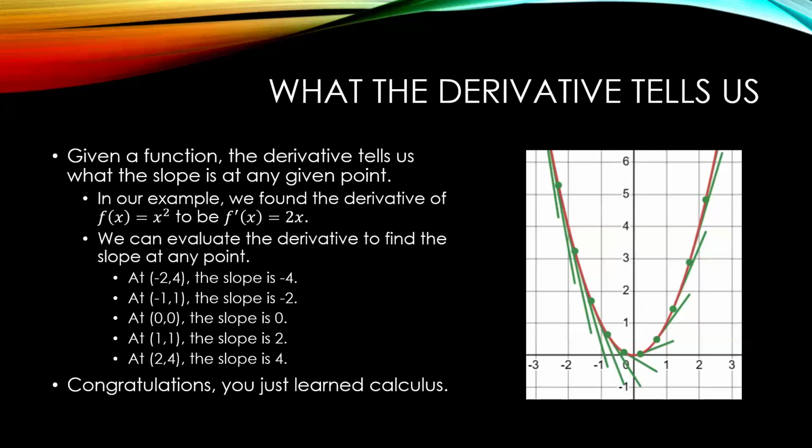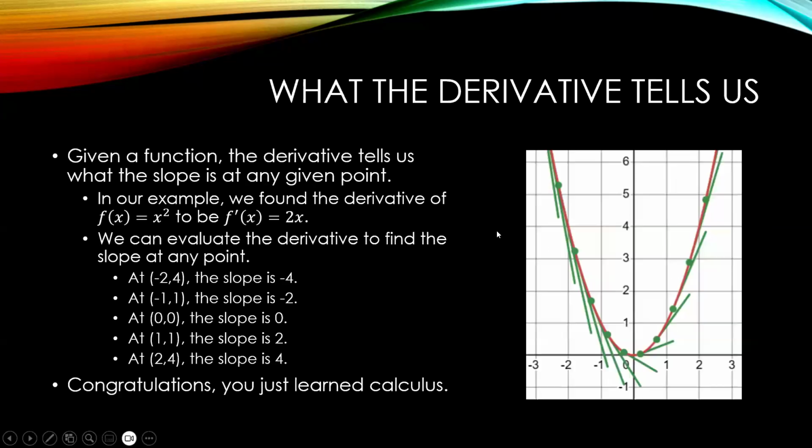And so given a function, the derivative tells us what the slope is at any given point. In our example, we found the derivative of x squared to be f prime of x equals 2x. This means that if we evaluate this 2x, that'll tell you the slope at any point on this curve. And so when x is equal to -2, the slope is -4. So at this point here, the slope would be -4.